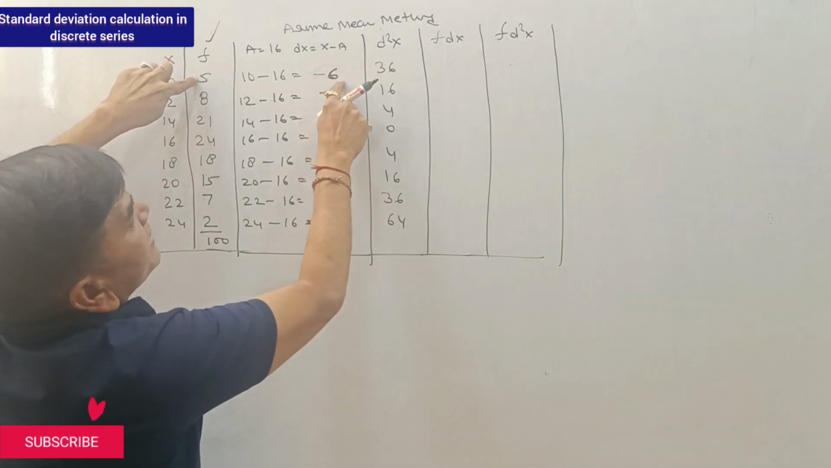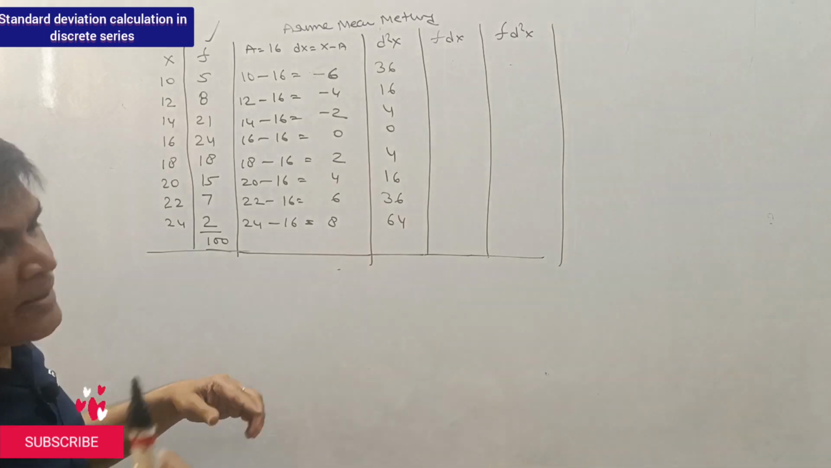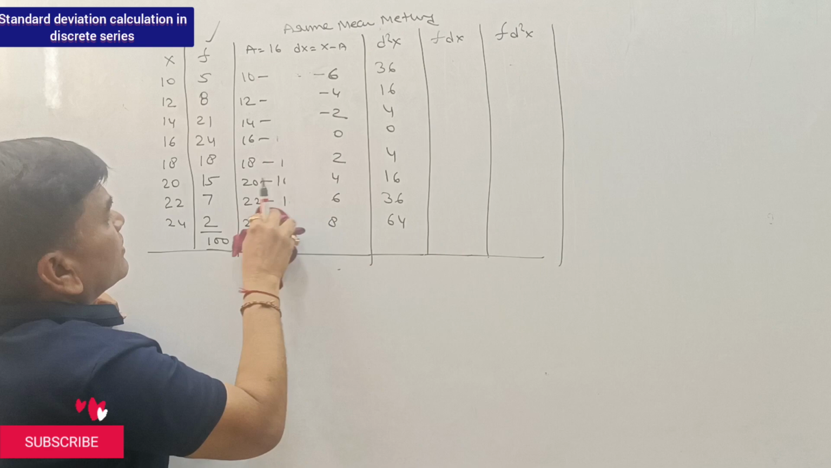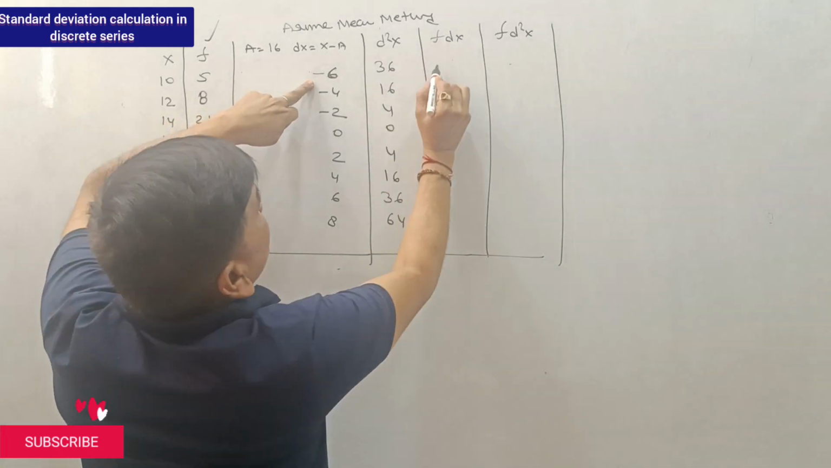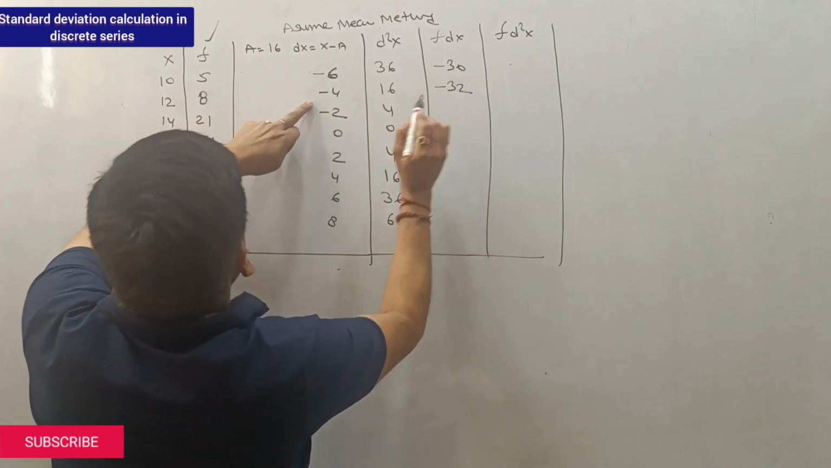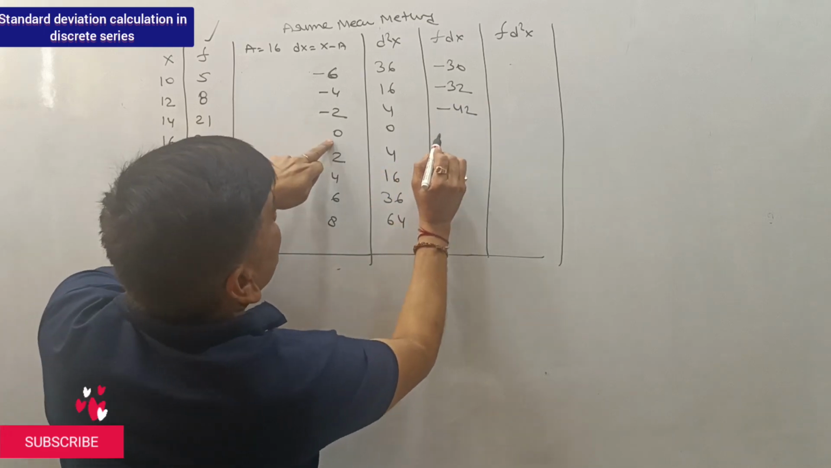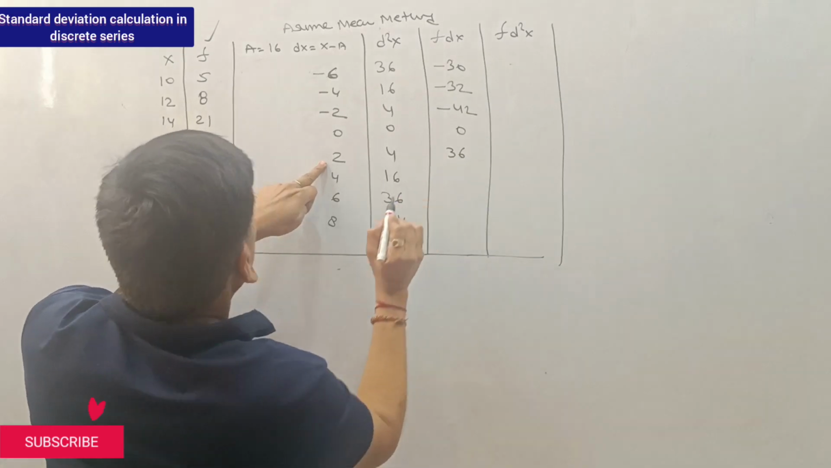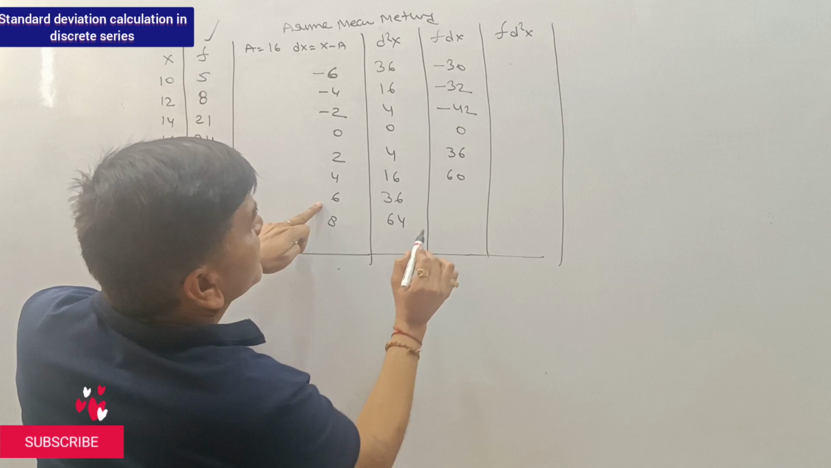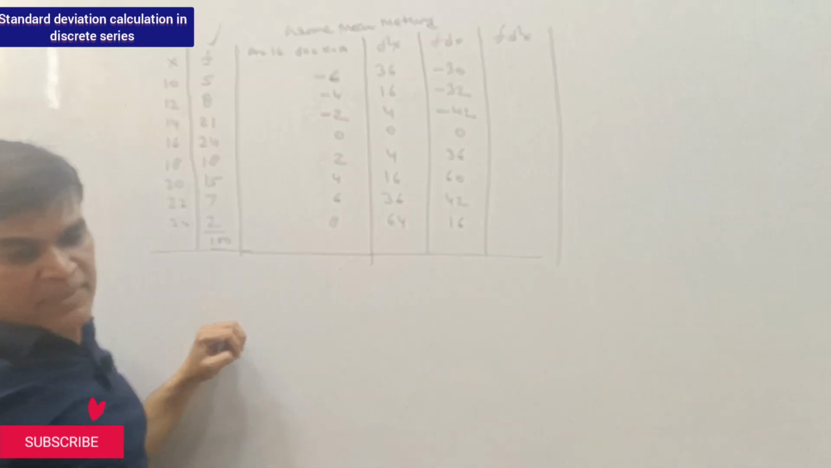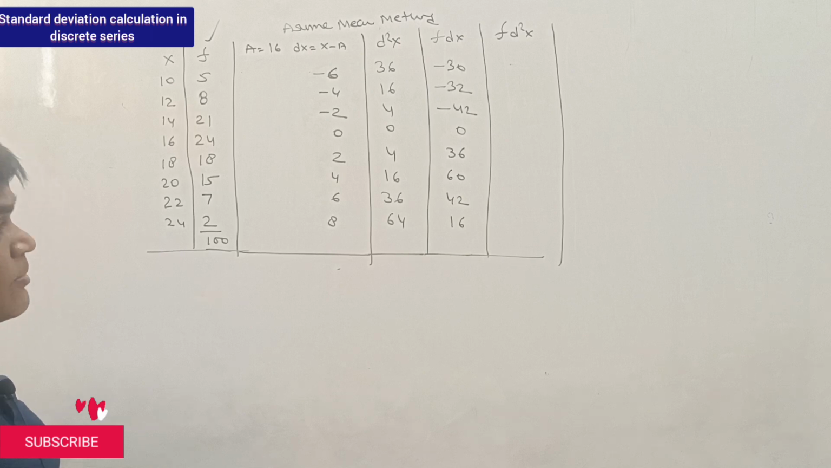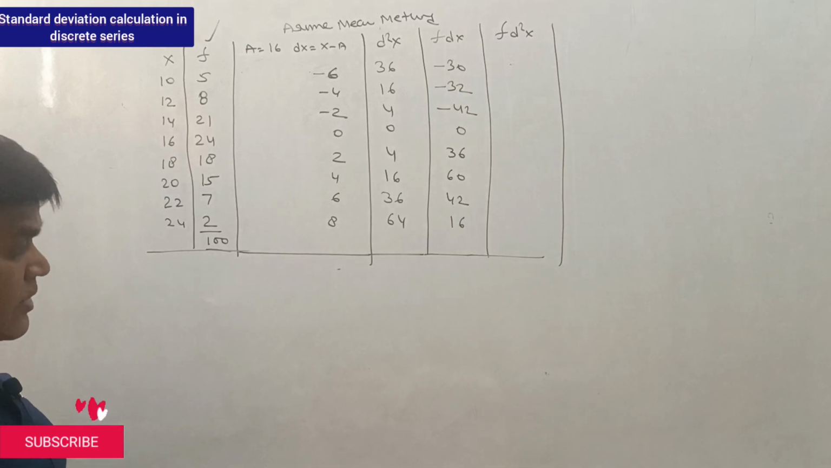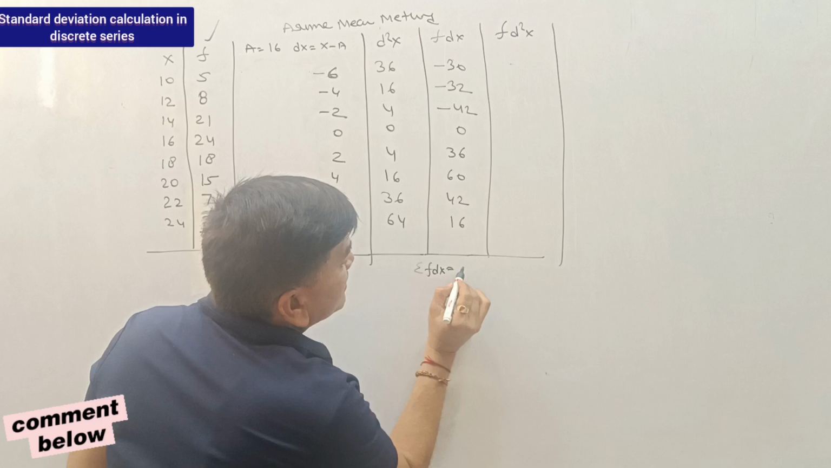For f dx: 5 multiplied by minus 6 is minus 30. 8 multiplied by minus 4 is minus 32. 21 multiplied by minus 2 is minus 42. 22 multiplied by 0 is 0. 18 multiplied by 2 is 36. 15 multiplied by 4 is 60. 7 multiplied by 6 is 42, and 8 multiplied by 2 is 16. The 30, 32 and 42 are minus values, the 36, 60, 42 and 16 are plus values. So sigma f dx is equal to 50.